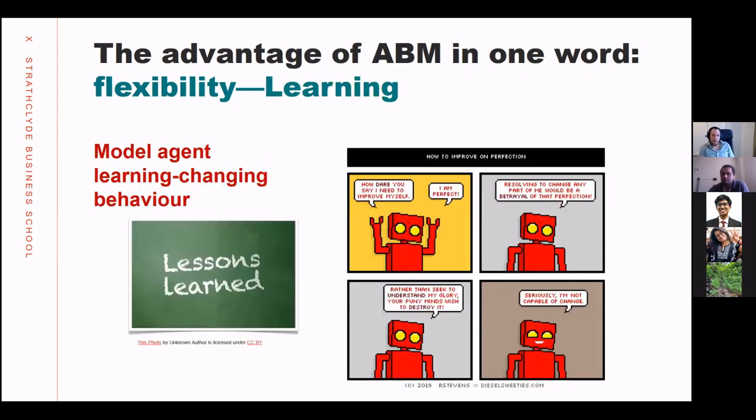Another flexibility that is very much unique to agent-based modeling is the ability to learn. That's based on the idea that agents can have memory and remember what they've done in the past. Based on what they've done in the past, they can change their future behavior. And that's not really possible with other types of models, where it's very difficult to incorporate that sort of memory.